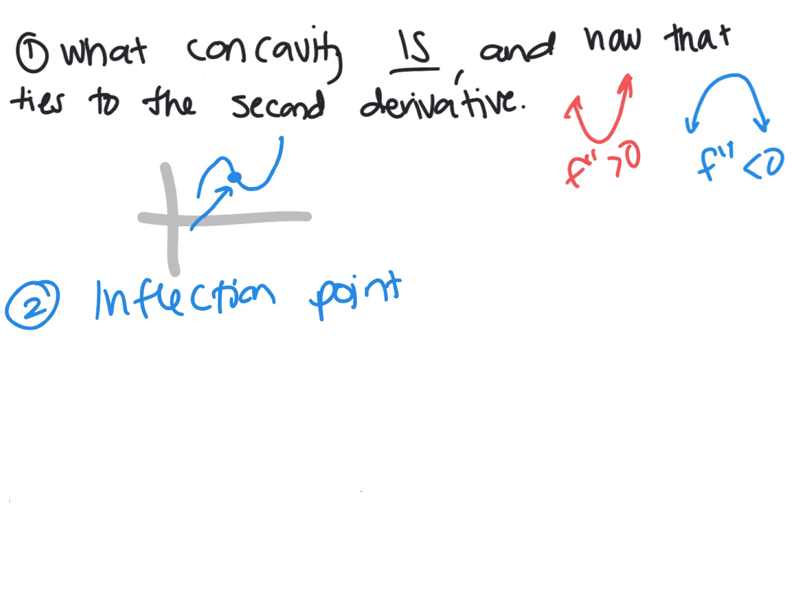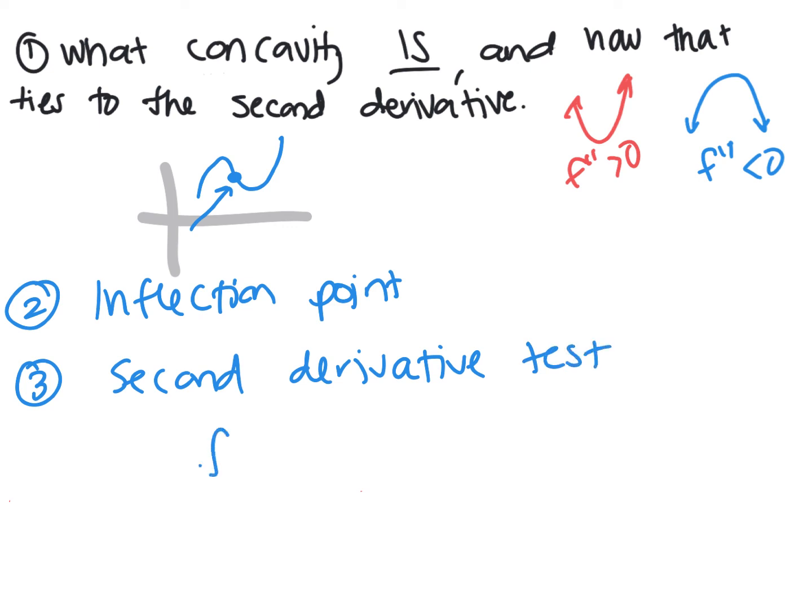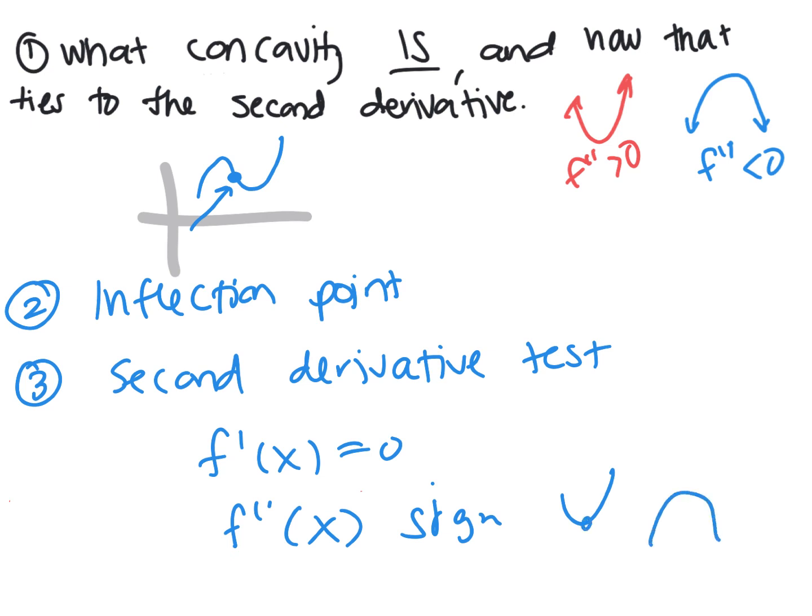And then we wrapped up this lesson, lastly, by talking about the second derivative test, which helps us identify if a critical number is a relative max or min. We use that by making sure that the first derivative is 0 and looking at the sign of the second derivative. That enabled us to determine that if it was concave up, it was a minimum, and if it was concave down, it was a maximum.